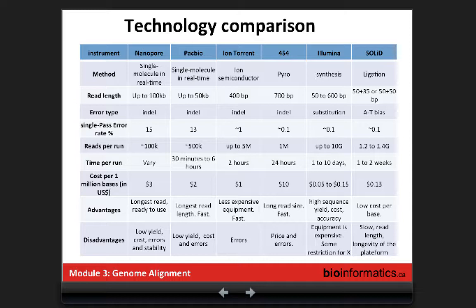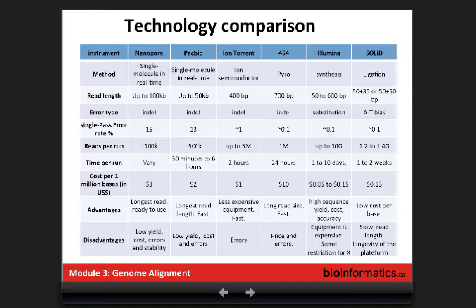What is important to think about is advantages and disadvantages. So mainly nanopore and PacBio's advantages are the size of the reads and the time to sequence. Nanopore is also advantageous because it's ready to use. You just need to open your device and fill the device. But the main disadvantages are the low yield, the cost, the type of error, and the stability. But now the stability is more and more in progress with nanopore.